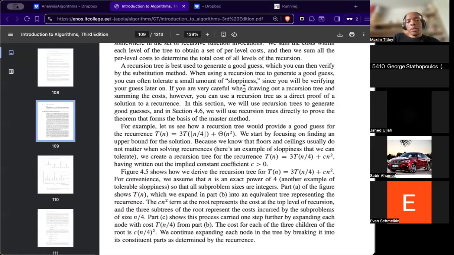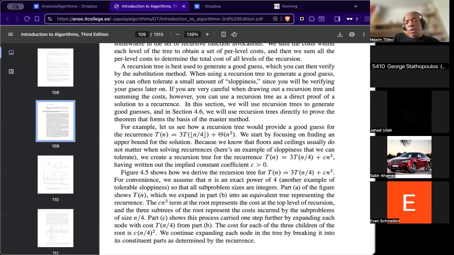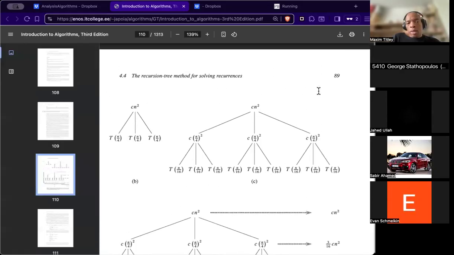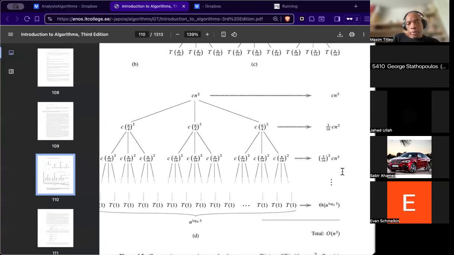The recursion tree is best used to generate a good guess, right? In the event that we want to sum the costs within each level of the tree, we're going to do that with per level costs. So as you can see right here, this cost is one thing, this cost is another, and this is another, okay? And then we start to see what the costs were.